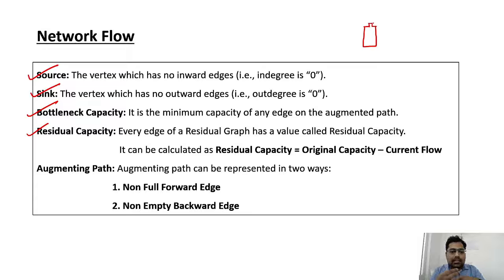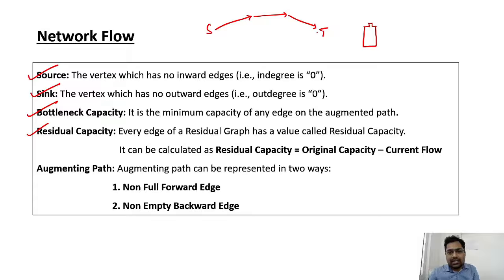That is why we focus on capacity, since we are focusing on the pipes. If the capacity is good, we expect the flow to be good too. Sometimes the pipes are bigger, sometimes smaller. That is exactly what the bottleneck capacity is. If there is a path from source to sink, there can be many distances.